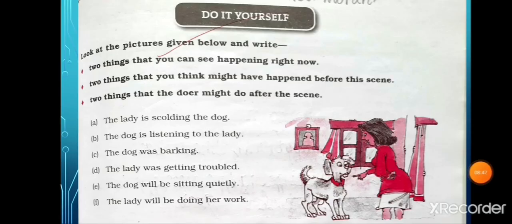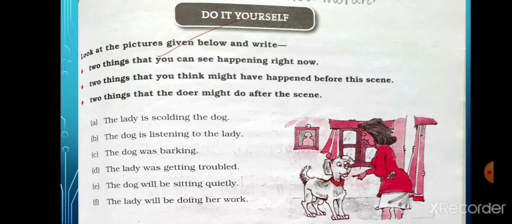Now let's move on to the do it yourself part. Look at the pictures given below and write two things that you can see happening right now, two things that you think might have happened before this scene, and two things that the doer might do after the scene. Students, first example, the lady is calling the dog. The dog is listening to the lady. These are examples of present continuous tense. Okay, two sentences of present continuous.